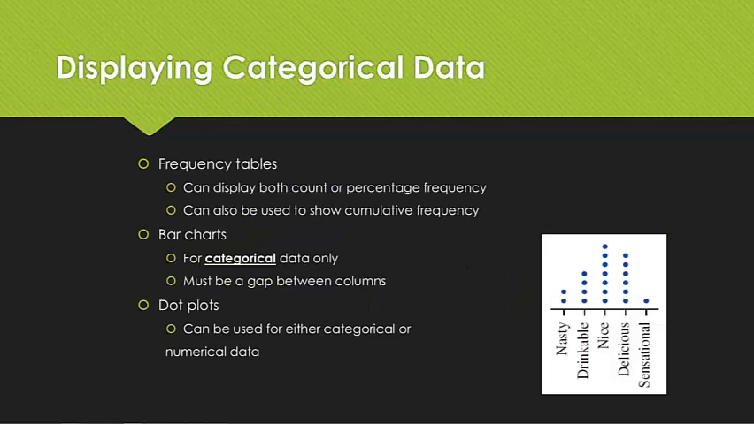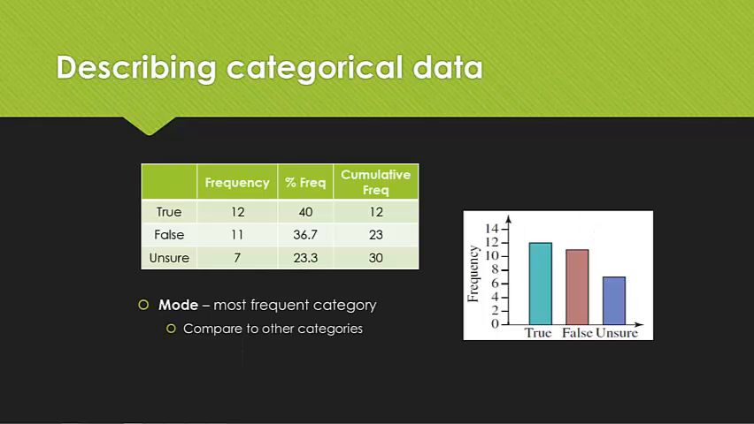So here we have some categorical data over on our right-hand side, and that's displayed as a dot plot there. From a frequency table, or if we were to convert that into a bar chart or a dot plot, we can see which is the most popular category. And if we look here, we've got a frequency table which is showing the frequency of a response to a question, whether it's true or false. Then we've got the percentage frequency. And finally in the third column we've got the cumulative frequency. That's just adding up the frequency as we go along down the table.